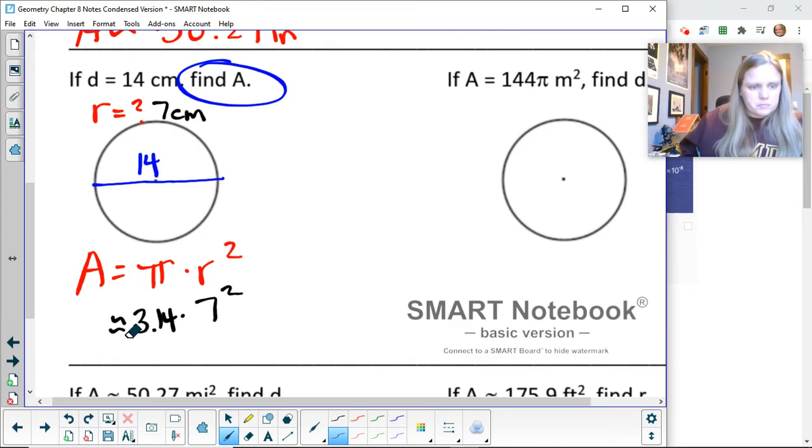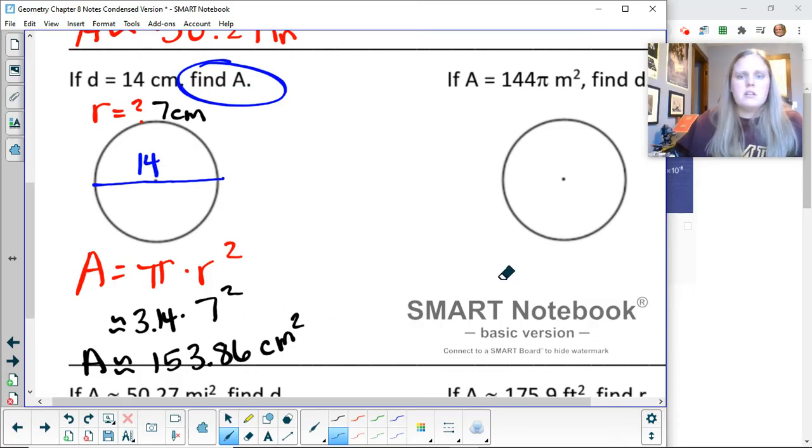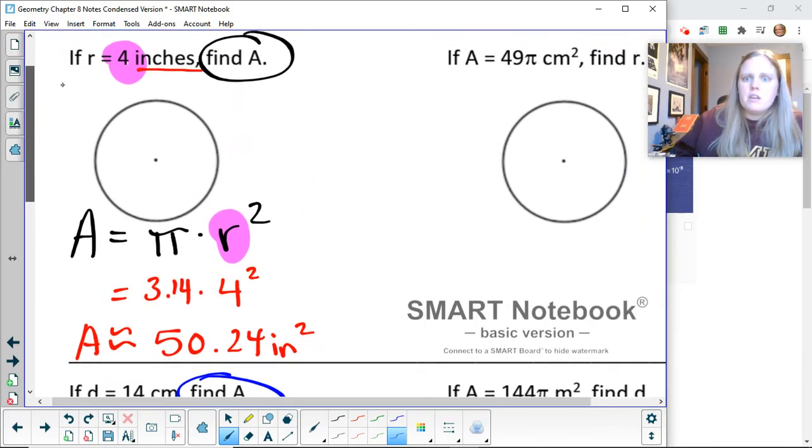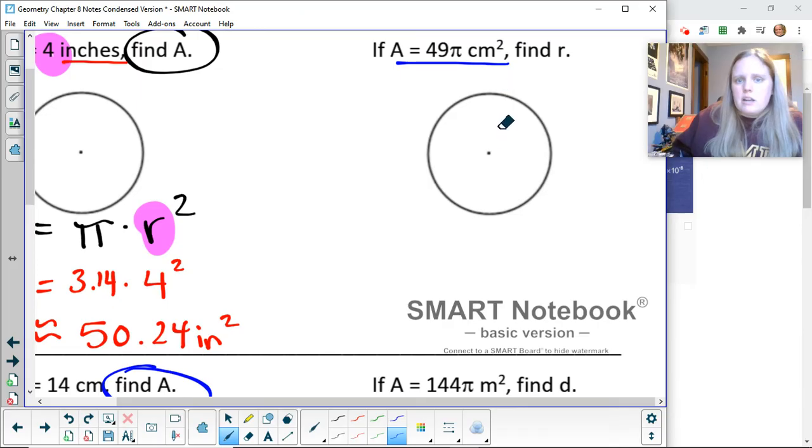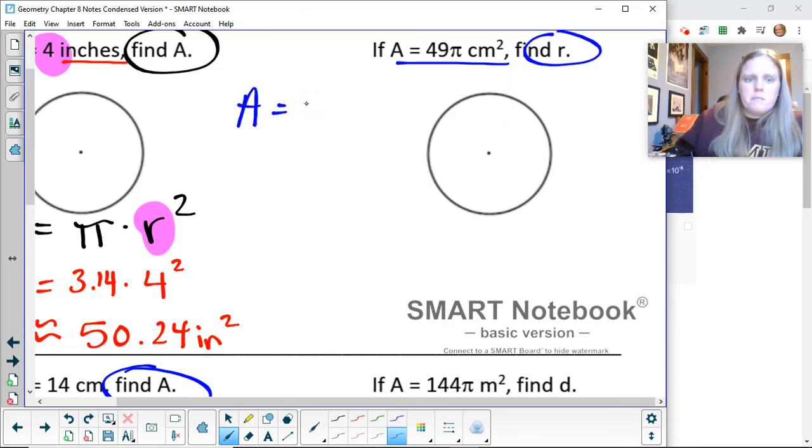So area is approximately 153.86 centimeters squared. Voila. Okay, now we're going to go back up because the ones that are left over here are using T-charts to solve. So going back up over to this one, this time they give us the area and we're trying to find the radius. So I'm still going to use that same formula.